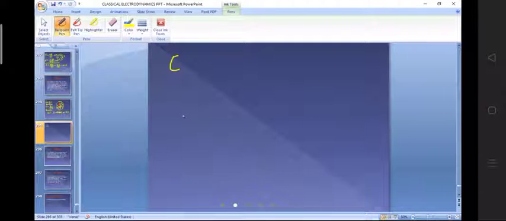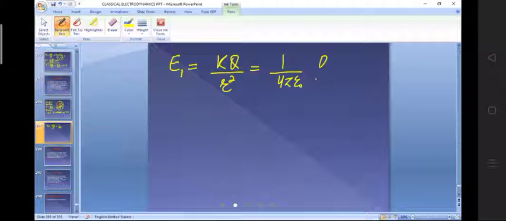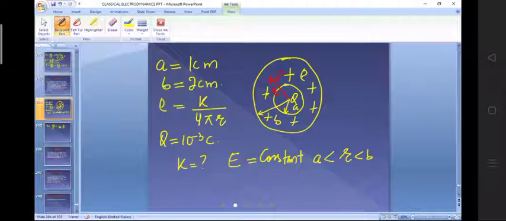So the electrostatic field will be equal to what? First of all, let's calculate the electrostatic field because of the point charge, that's obviously equal to K multiplied by Q divided by R square. As simple as that. Or I can write it like this as well: it's equal to 1 by 4 pi epsilon naught multiplied by Q divided by R square. This is the electrostatic field because of the point charge. Next, let's calculate the electrostatic field at this point because of this rho.